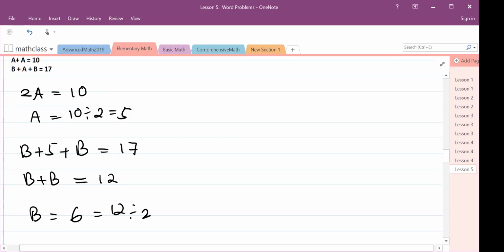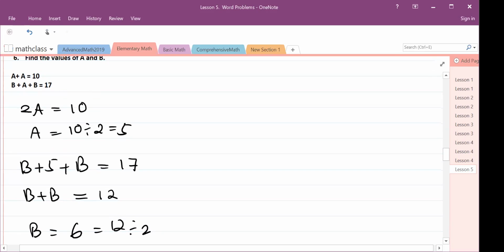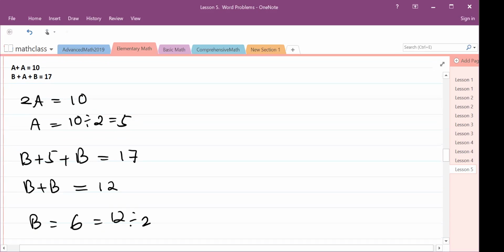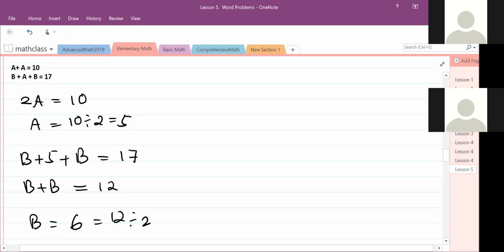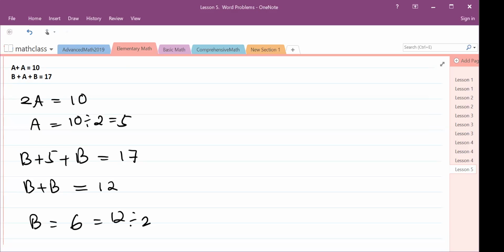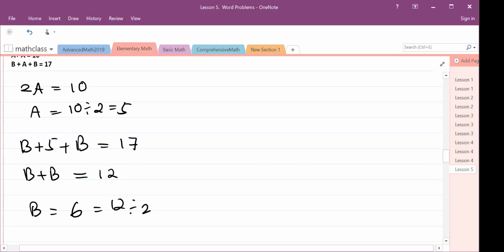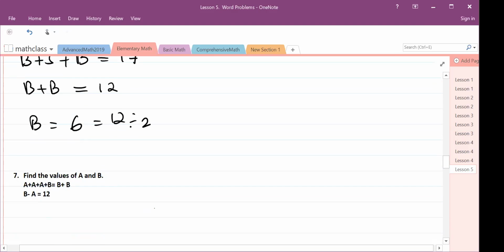So this is how we figure out the numbers. We have two unknown numbers, they are mixed up, related by two different equations, and then we can actually figure them out using those relationships. All right, good. So six. Okay, let's do the next one.